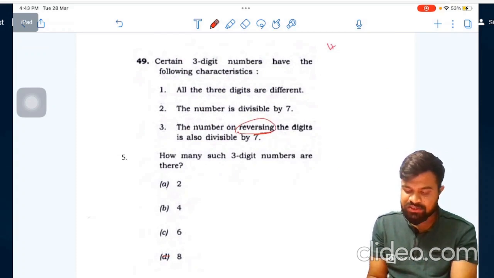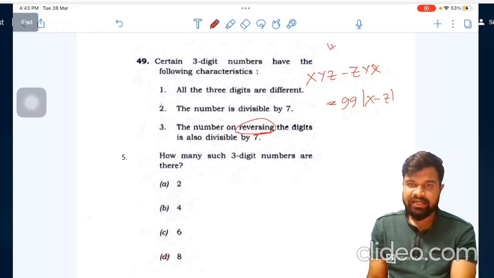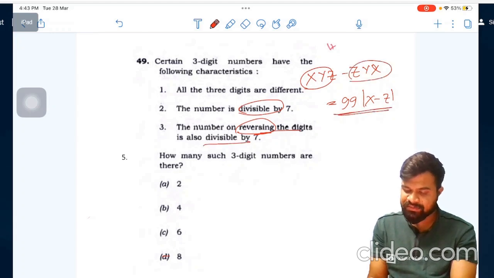See, whenever you see this reversing of digits, there is one thing we keep in mind: when we reverse these digits z, y, x, the difference is obviously divisible by z minus x, or mod, something like that. Now this number is divisible by 7. The number on reversing the digits is also divisible by 7. That means the right hand side should also be divisible by 7.